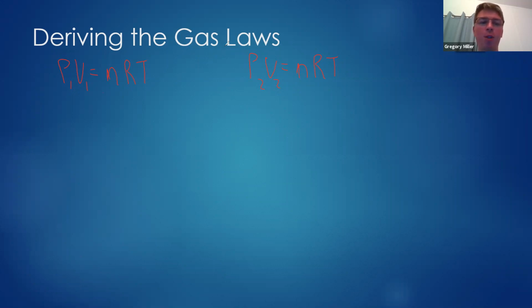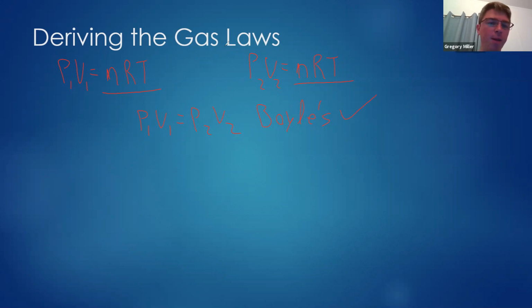P1V1 is equal to nRT, but P2V2 is also equal to nRT. So that means we can set these two equations equal to each other and get P1V1 equals P2V2. And this is Boyle's law directly. So now we've gotten Boyle's law from our ideal gas law.